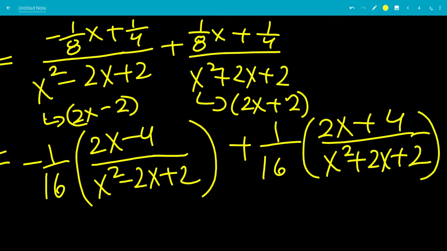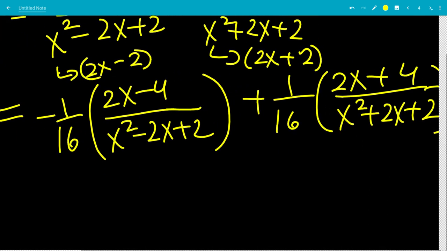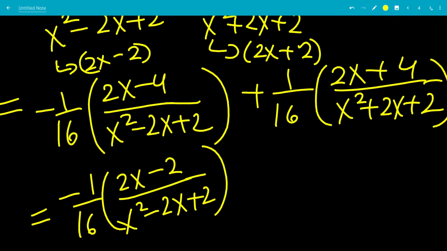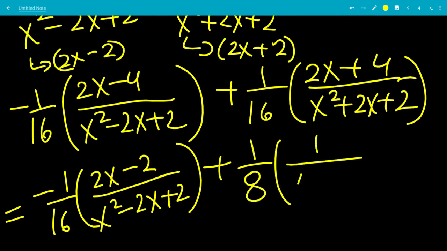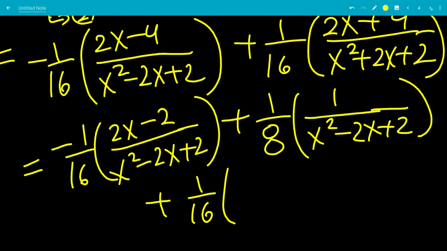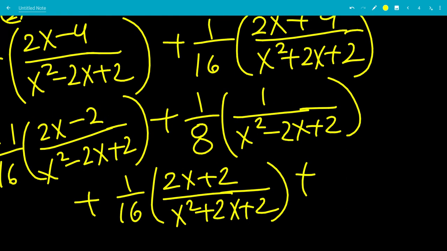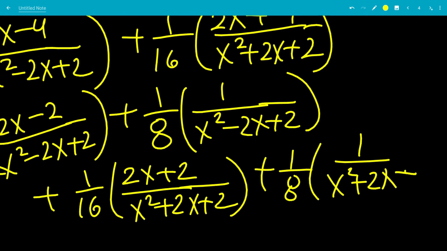Okay. Now we want to get 2x minus 2 and 2x plus 2 somehow. So that would be minus 1/16 times 2x minus 2 all over x squared minus 2x plus 2. Then we're going to do minus 2. Minus 2 times minus 1/16 is plus 1/8. And so we're left with 1 over x squared minus 2x plus 2. And then we're going to have plus 1/16 times 2x plus 2 all over x squared plus 2x plus 2. And then we're going to have plus 2 times 1/16, which is 1/8, times 1 over x squared plus 2x plus 2. Okay.